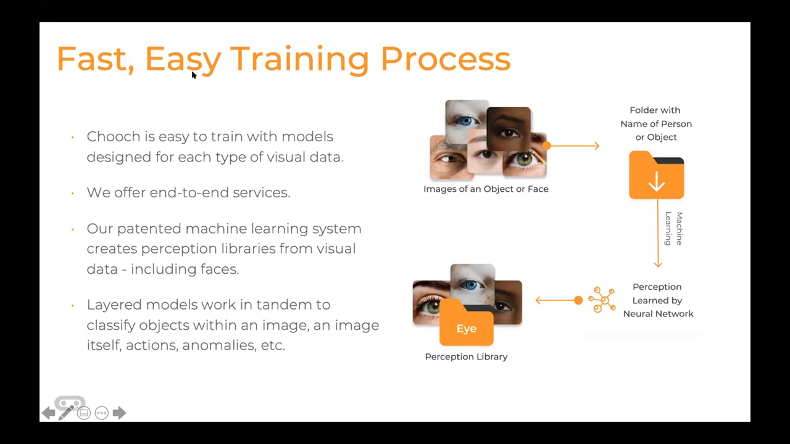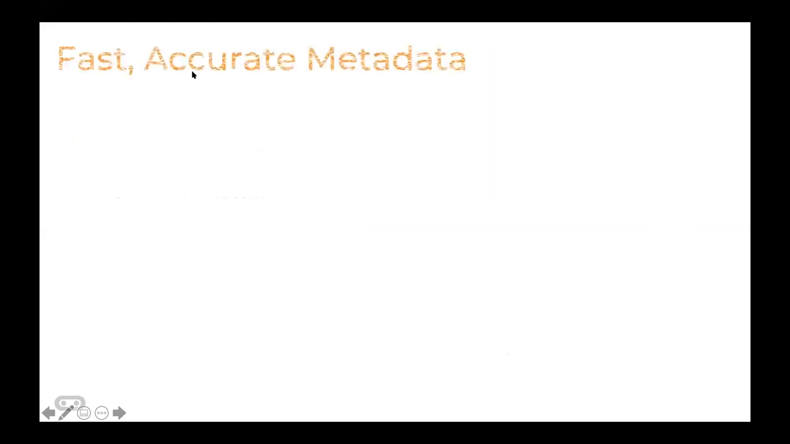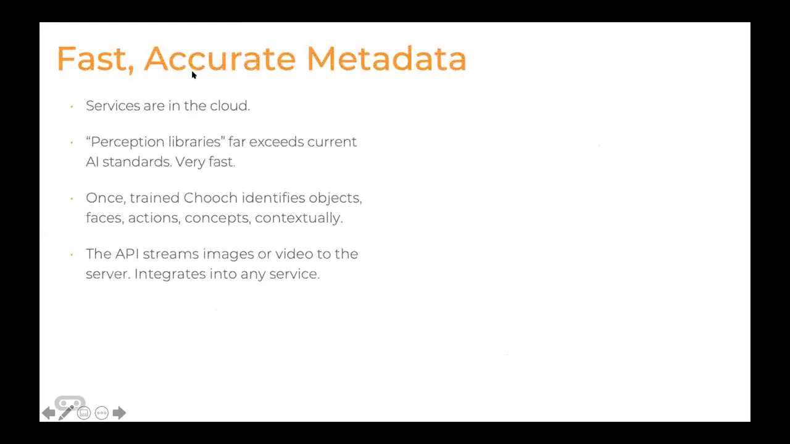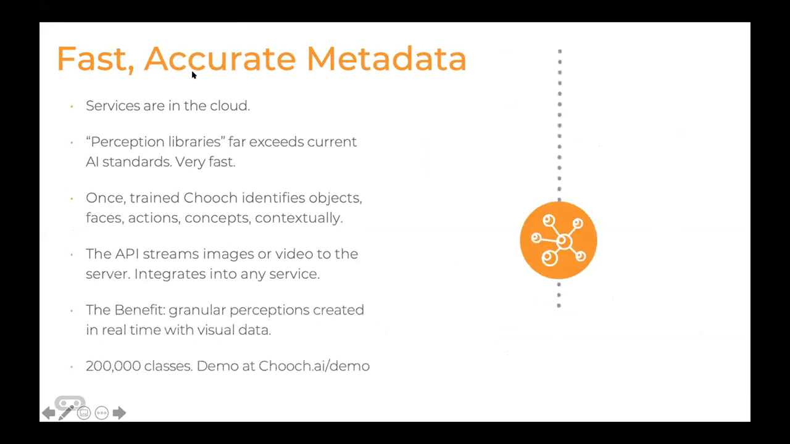We apply layered models that work together to classify objects. And we basically recognize context, and that allows our system to work very quickly. Because once you understand context, then you understand what those objects are likely to be within those contexts. That's sort of how the human mind works. And so we've taken that learning and applied it to AI. So what that training generates is fast, accurate metadata.